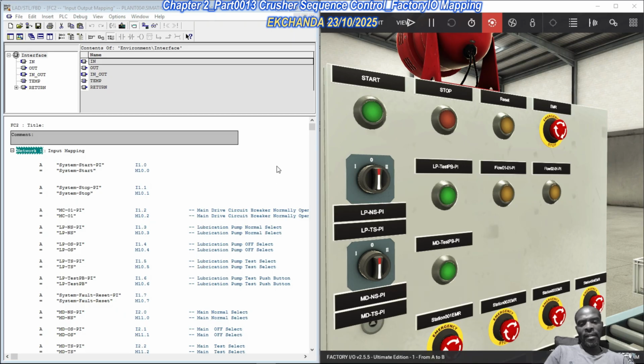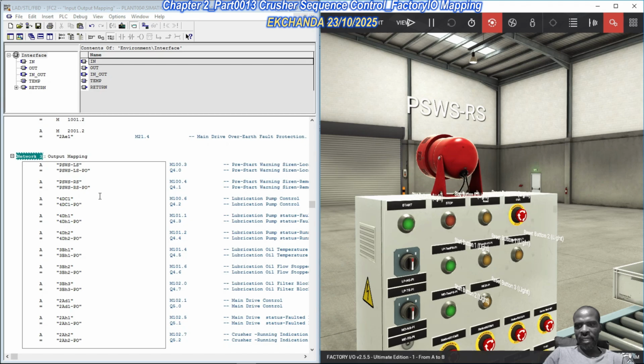Now, effectively, it's not the only way we can simulate the program that we have created so far. Any other method which you think is easier for you works, but this method allows us to appreciate the usability of FactoryIO to help us simulate the output.